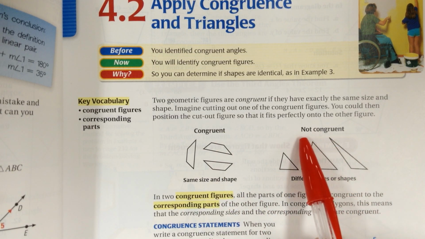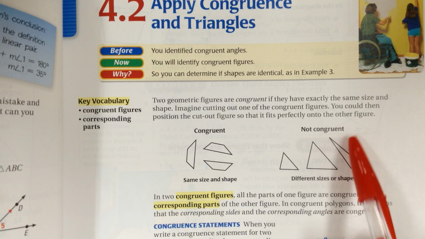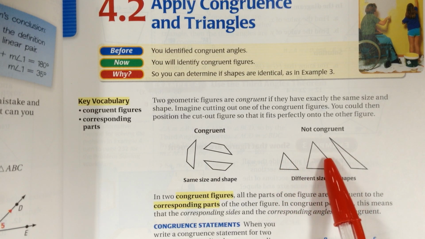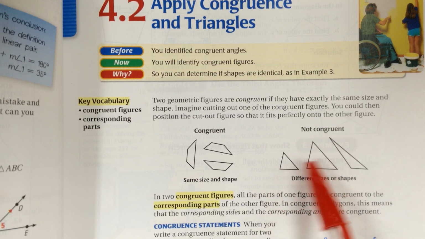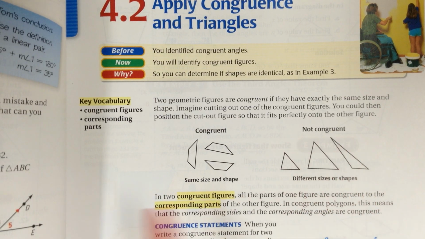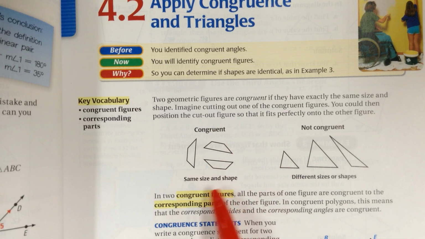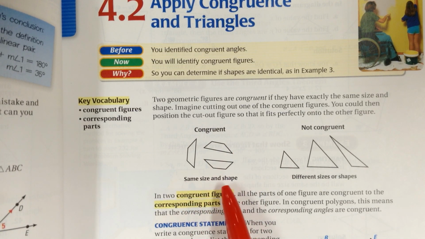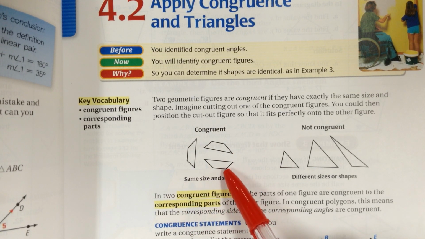Here's an example of not congruent. These two are the same shape, but different size. So again, when you have different size or different shape, then it's not congruent. To be congruent, they have to be exactly the same size and the same shape. That means you are able to map one onto the other.